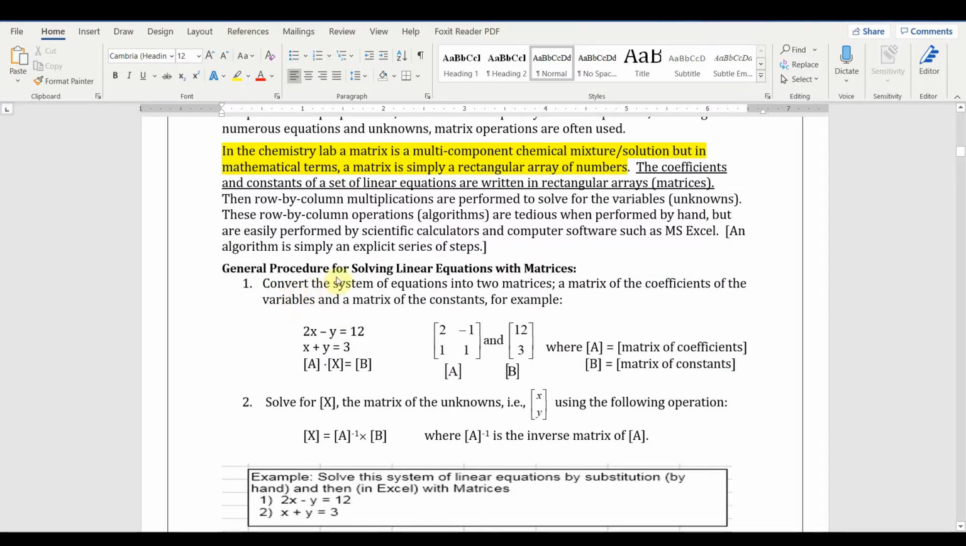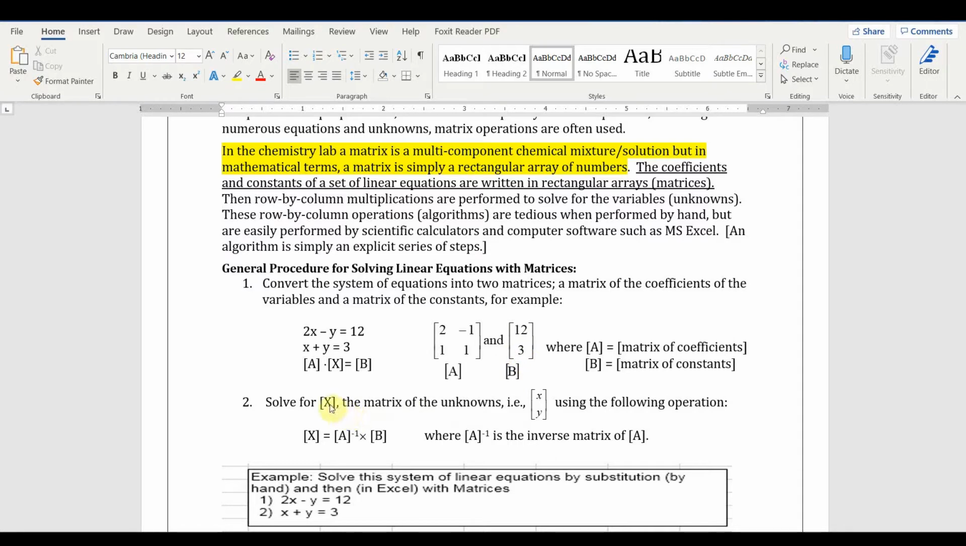Here's the general process for solving linear equations with matrices. So here are two linear equations. 2x minus y is 12, x plus y equals 3. Two equations, two unknowns, we should be able to solve for the unknowns. What you do is convert the equations into two matrices, two rectangular arrays of numbers. And here's the matrix of the coefficients of the variables, 2, minus 1, 1, and 1. And a matrix of the constants. The constants are 12 and 3. We'll call the matrix of the coefficients A. We'll call the matrix of the constants B.